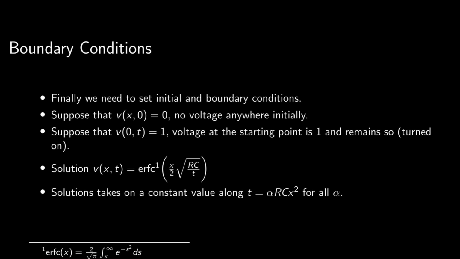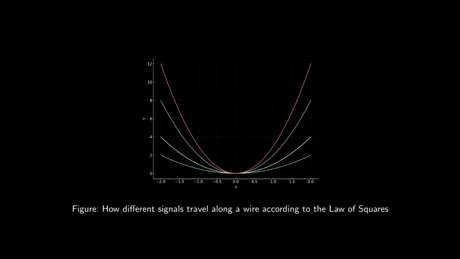Notice that our solution has one function with the argument x times square root of rc over t. This tells us that along the spacetime curve, t equals alpha rc x squared, for any value alpha, the voltage will have the same value. This picture highlights how the different values in the voltage response travel, and the farther away one is from this origin point, the more spread out the change of voltage is in time.